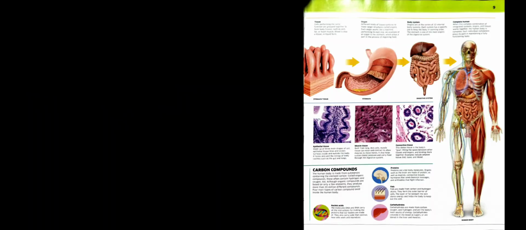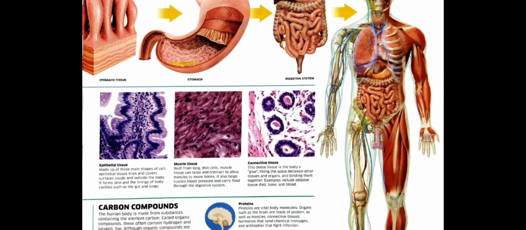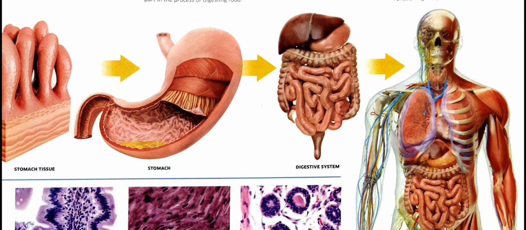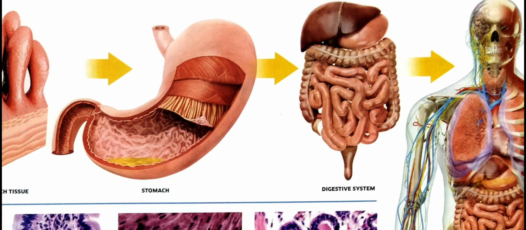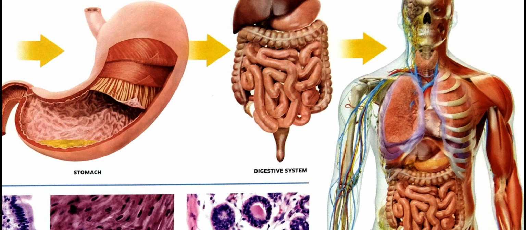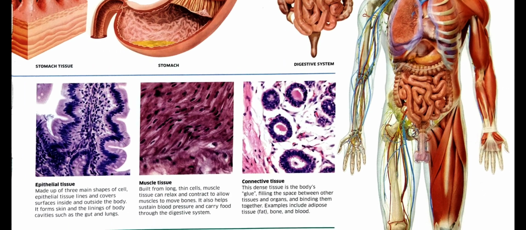We are going to show the diagram of a tissue. First diagram is a stomach tissue, second diagram is of the stomach, third diagram is of the digestive system, and fourth diagram is of the complete human.